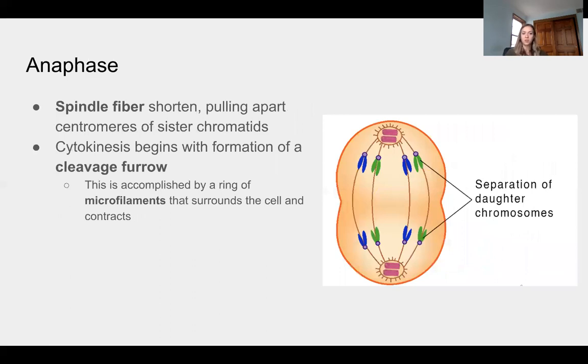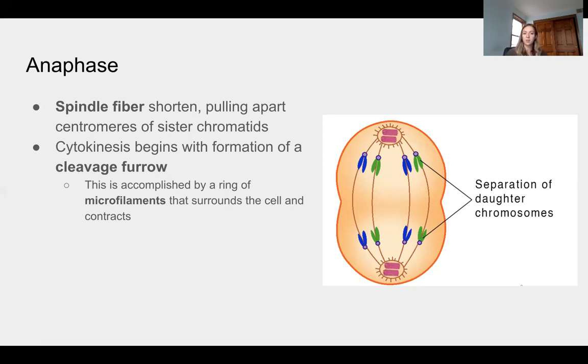All right, anaphase is our third step. This is where the spindle fibers shorten. So they start pulling apart these sister chromatids, and this is where we start with the cleavage furrow. That's when you start getting this little indentation that's indicating that the membranes are being pulled apart and you're starting to form two distinct cells.